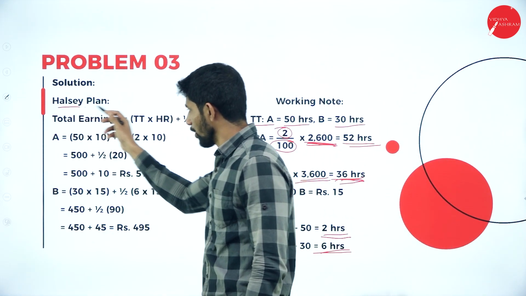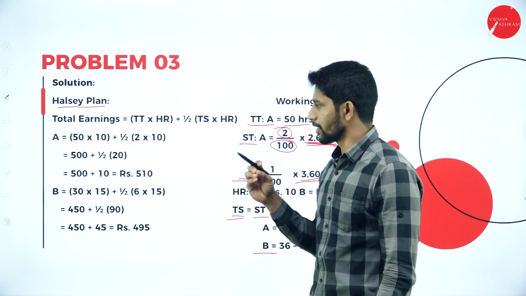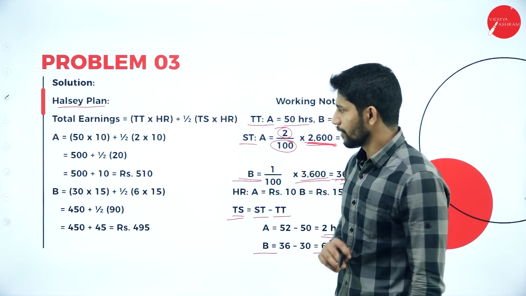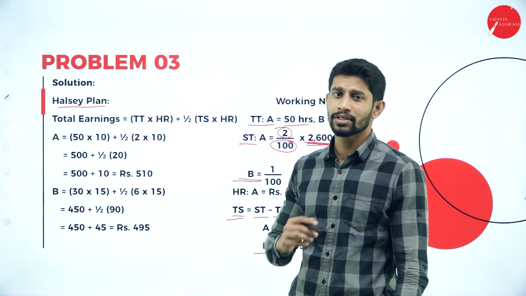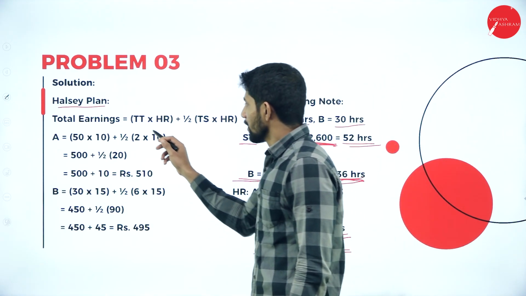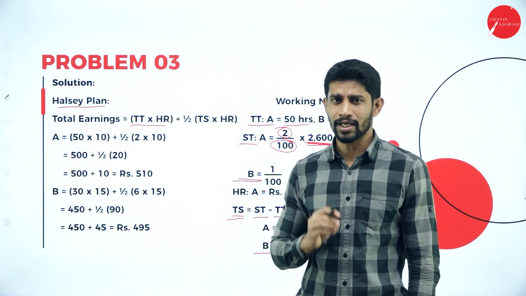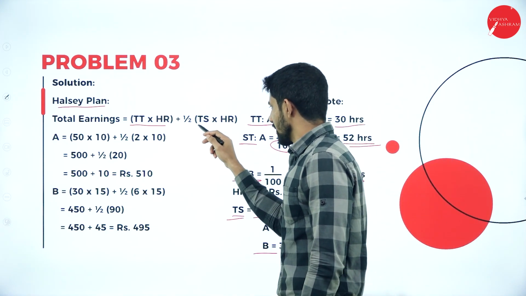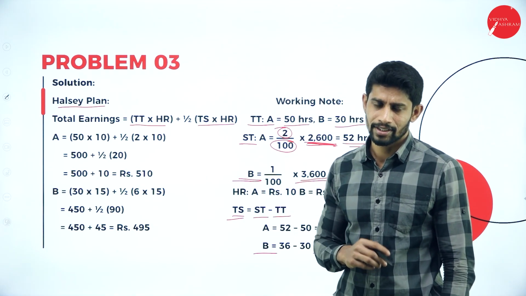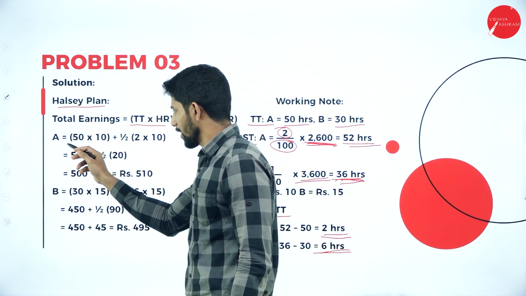So now we find out the total earnings under Halsey plan of Mr. A and of Mr. B. So what is the formula? The formula under Halsey plan to find out the total earning is time taken into hourly rate plus half of time saved into hourly rate. So what is the time taken by worker A?